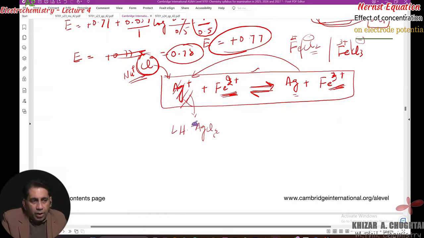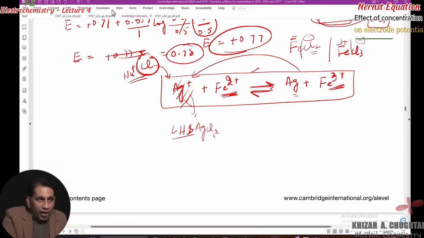The position of equilibrium will move towards the left-hand side to overcome the lost concentration of Ag positive ion, and overall E naught will decrease.